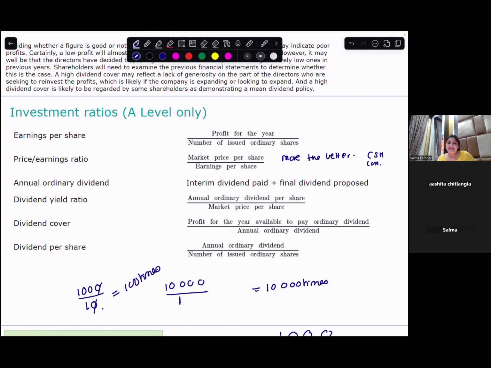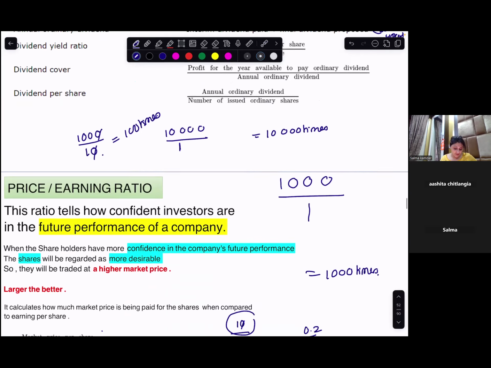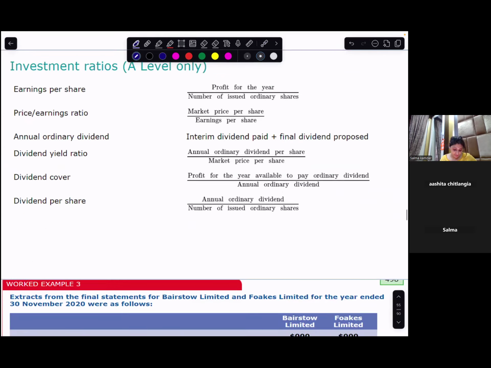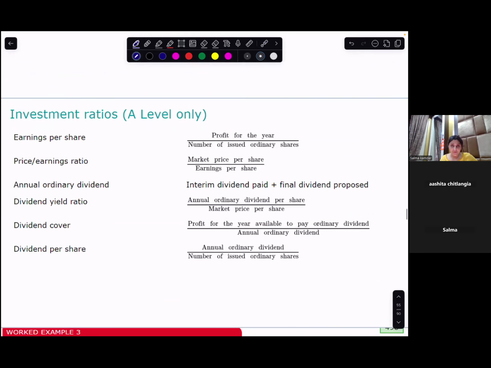Now, what is annual ordinary dividend? Whenever you have annual ordinary dividend, it is interim dividend plus proposed dividend of the same year. Sometimes they might give you proposed dividend of the previous year, but that you should avoid. Now you have another ratio which is called the dividend yield ratio. Before you go to the dividend yield ratio, I want you to write two formulas for yourself.